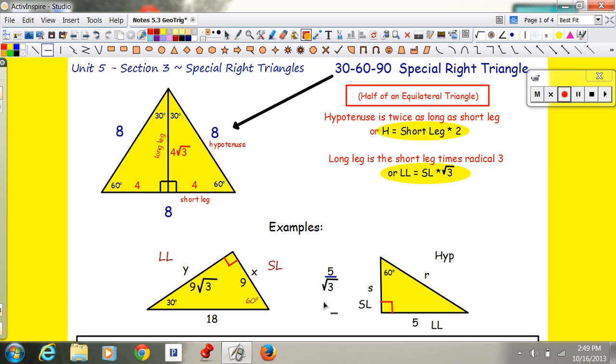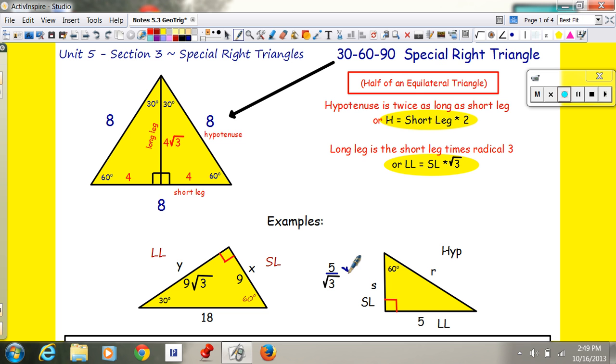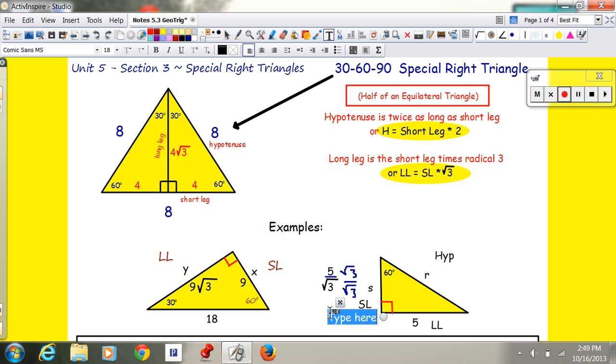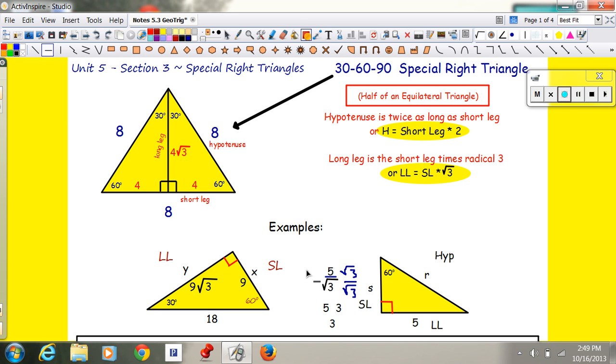Now you can't leave a radical on the bottom. So if you remember, we have to divide top and bottom by radical 3. That's called rationalizing the denominator. We have to divide both sides by the radical 3. So actually what you're going to get for this answer is 5 radical 3 on top, and you're going to get a 3 on the bottom. The bottom number is going to come out because radical 3 times radical 3 will be 3.